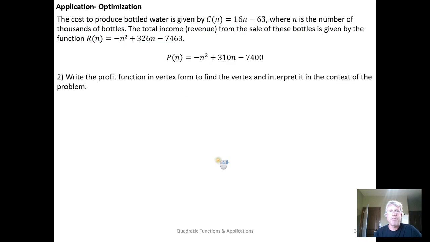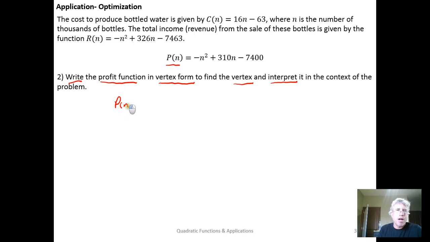So now once we have the profit model, we can do things with it. So for example, we could write this profit function or profit model in vertex form, which would allow us to find the vertex, and when we find the vertex we're going to go ahead and interpret the vertex. This is an application problem, so now the vertex is going to have an interpretation that goes with it, and there's more than one way that we can find the vertex. We're going to do it two different ways. This first way, we're going to find the vertex by putting the profit model into vertex form.